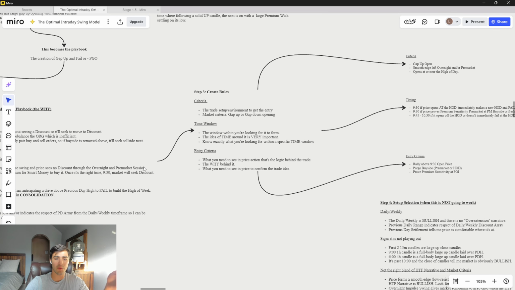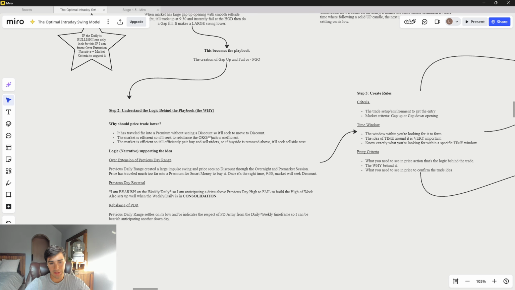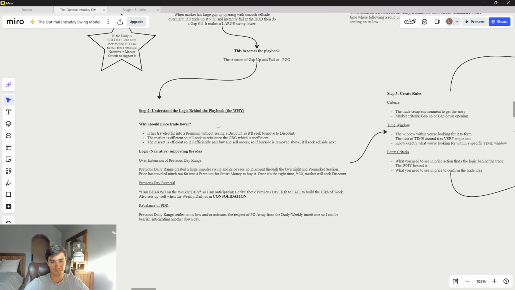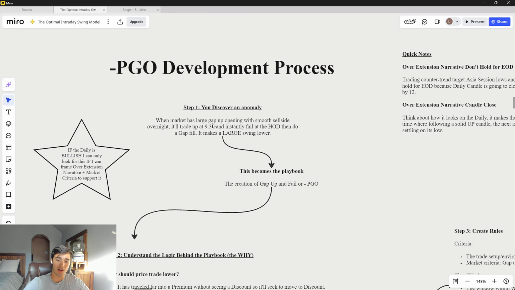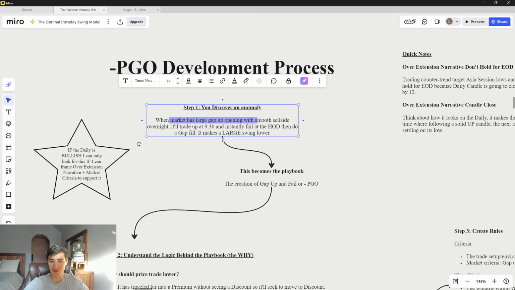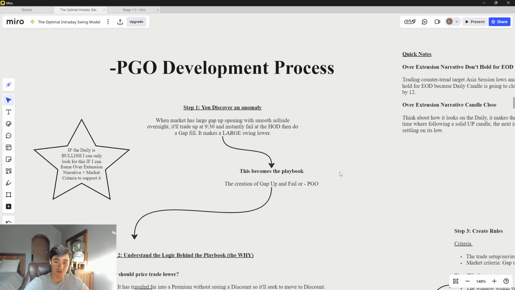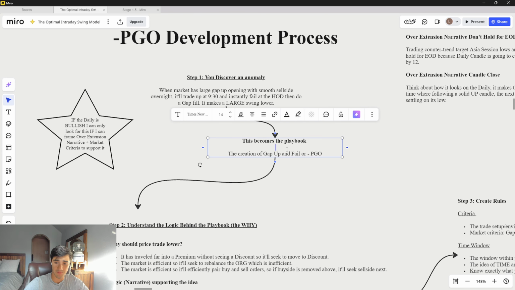Now, why is that even happening in the first place? That is your higher time frame narrative. That's the logic behind the playbooks. So step 2, step 3 complete. Step 1 is simply the anomaly, right? It's the move that repeats over and over and over again. In this case, when the market has a large gap up opening with smooth sell side overnight, it'll trade up at 9:30 and instantly fail at the high of day, then do a gap fill and make a large swing lower. So that becomes your playbook.